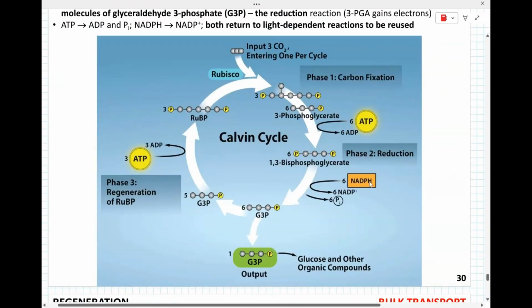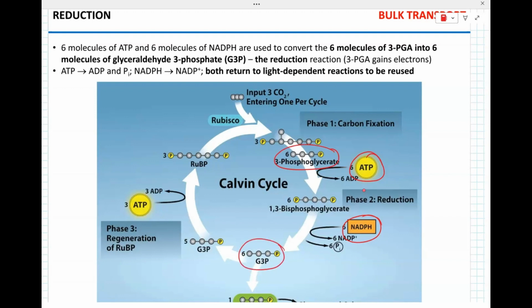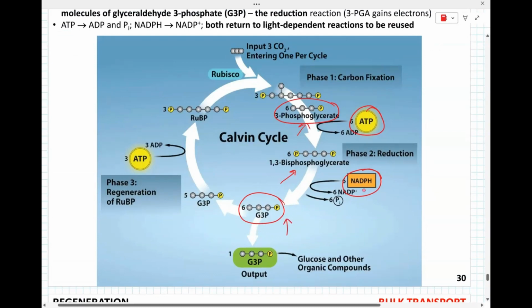Now, the second step is the reduction step. During the reduction step, 6 molecules of ATP and 6 molecules of NADPH are used to reduce 3-phosphoglycerate to G3P. ATP is first used to phosphorylate 3-phosphoglycerate to 1,3-biphosphoglycerate, which is then reduced by the electrons coming from NADPH to the molecule of G3P. The molecule of G3P must be familiar to you because it's an intermediate during the process of glycolysis. In the meantime, ADP that is produced when ATP loses its phosphate and NADP+ that is produced when NADPH loses electrons return to light-dependent reactions to be reused to produce a new batch of ATP and NADPH.